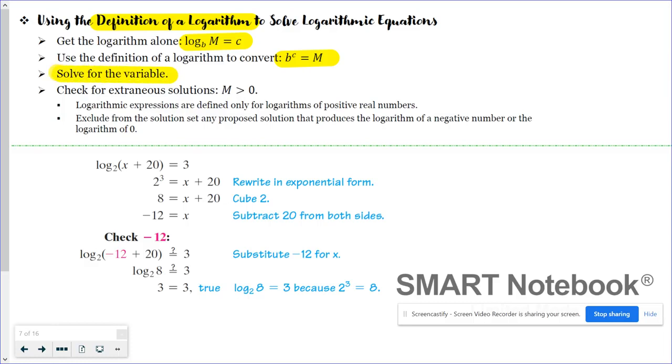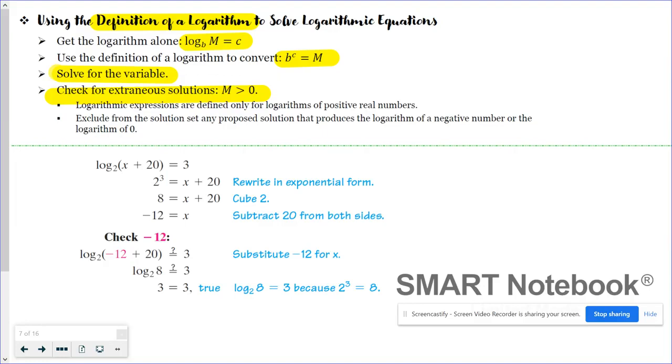Then, before we declare ourselves completely done, we have to check for extraneous solutions. That says m is greater than 0, where m is the inside of the logarithm. Remember, logarithms are defined only for positive real numbers. So the inside of a logarithm has to be a positive number, greater than 0. We just need to check and make sure that is the case.